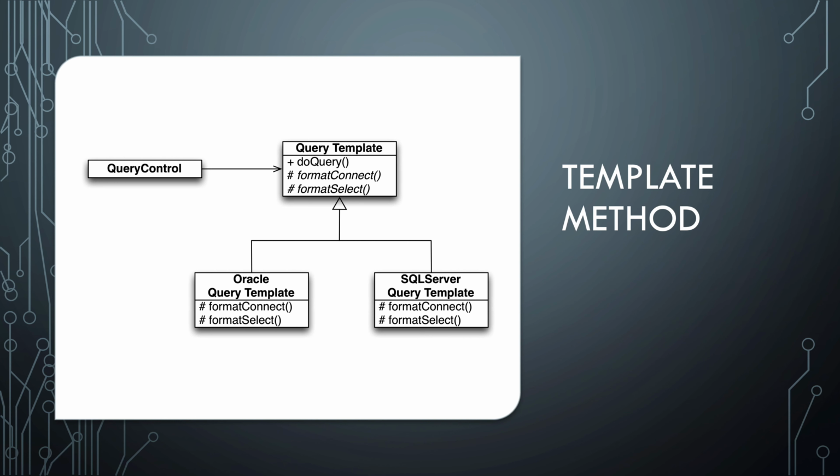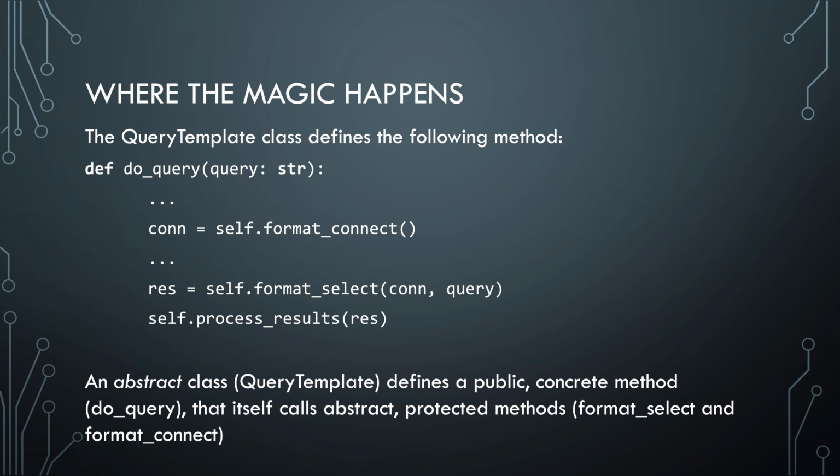This is what the template method pattern adapted to our database case study looks like in UML. There's a doQuery method that provides the overall flow of the algorithm, and it uses different formatConnect and formatSelect methods depending on the database that is used. Here you can see an example of what the body of doQuery might look like. It defines the overall structure of the algorithm and calls abstract methods formatConnect and formatSelect. Subclasses of QueryTemplate then provide specific implementations of these methods.